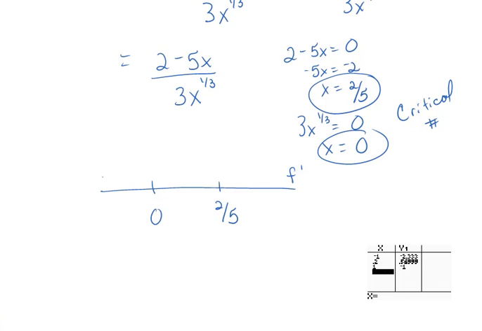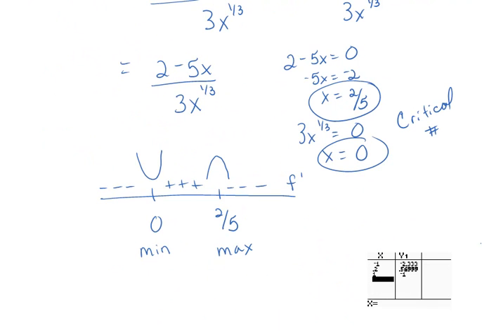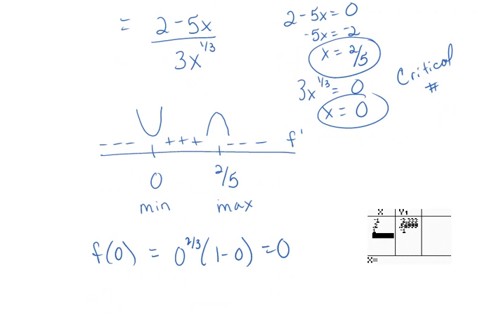So that tells me I'm negative, then positive, and then negative again, which means I'm decreasing, increasing, and then decreasing. So I have a min at 0 and a max at x equals 2/5. Now to actually find the value, you need to plug it back into the original function. So f at 0 is equal to 0 to the 2/3 times 1 minus 0, or just 0. So 0, 0 is your min. And then put 2/5 in to get your max. I'm running out of time, so you can just do f at 2/5 into the original function to get the maximum value there. Okay?